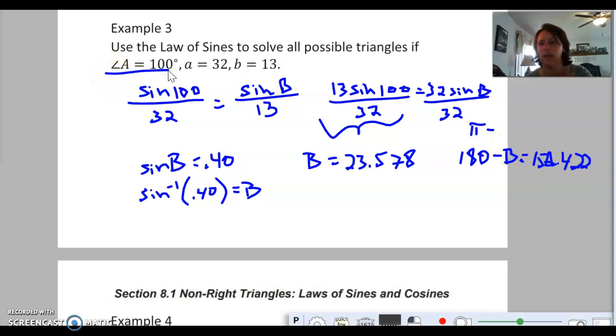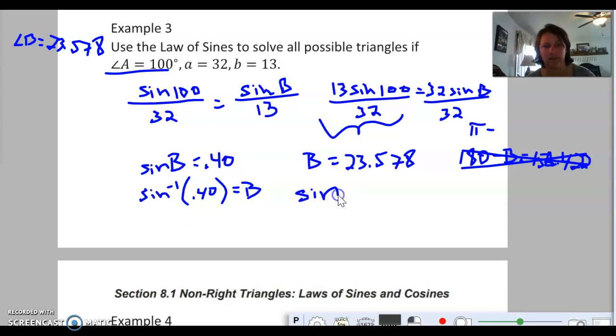The reason that I don't have to worry about this is because my angle A was already obtuse. In a triangle, we can't have two obtuse angles. That's why I know that this second angle, the 156.422, we cannot use, because we can't have two obtuse angles. So my first angle is always going to be my smaller one. In this case, that's the only one that we need. Okay, so now we have angle A, angle B. I'm going to write them up here. Angle B we found to be 23.578.